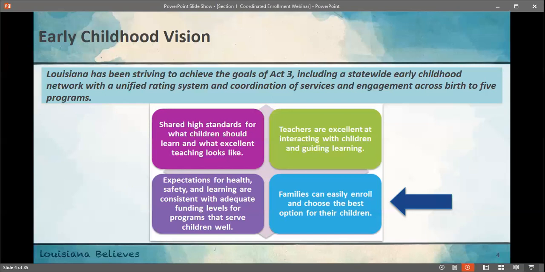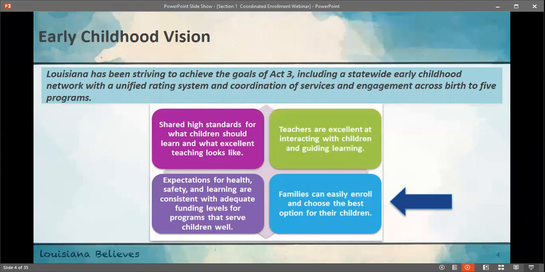So if you look at these 4 sections of the vision, there's shared high standards for what children should learn and what excellent teaching looks like. There's expectations for health, safety, and learning that are consistent with adequate funding levels. There's teachers are excellent at interacting with children. But then the 4th bucket is that families can easily enroll and choose the best option for their children. And that is really what coordinated enrollment is all about.